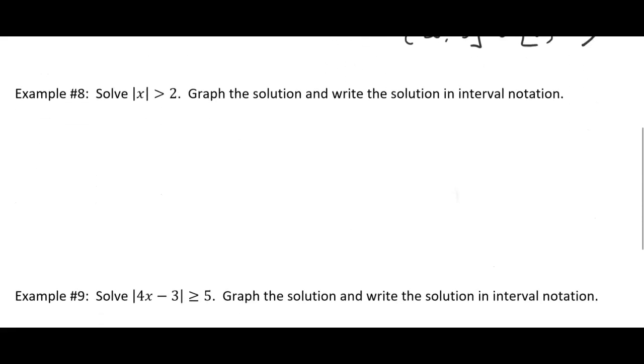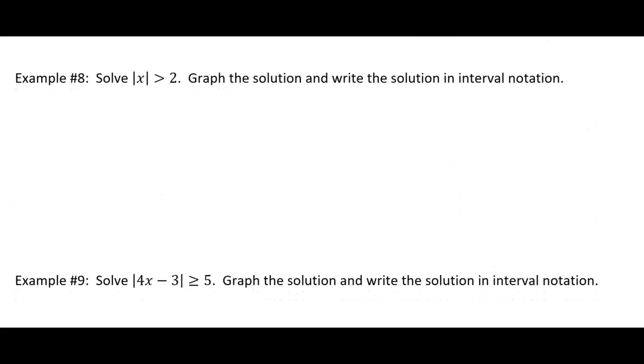So now here we have an example. Graph the solution and write the solution in interval notation, and we have the absolute value of x is greater than 2. So you're going to say one piece is x is less than negative 2. So that's the double change: it's less than, and the negative case. Or x is greater than positive 2.